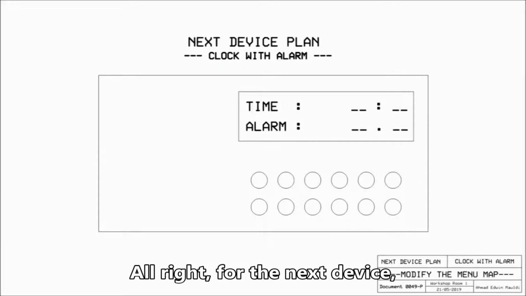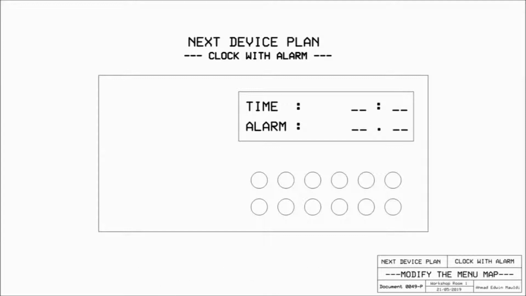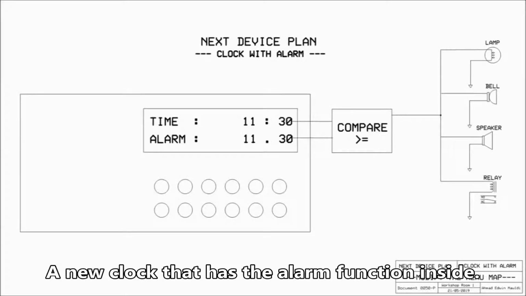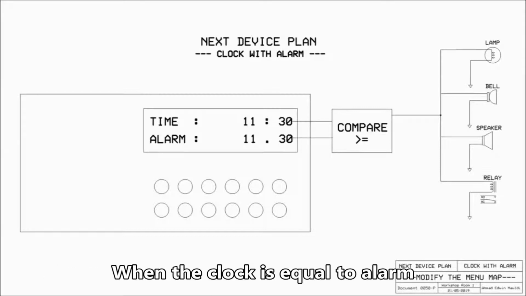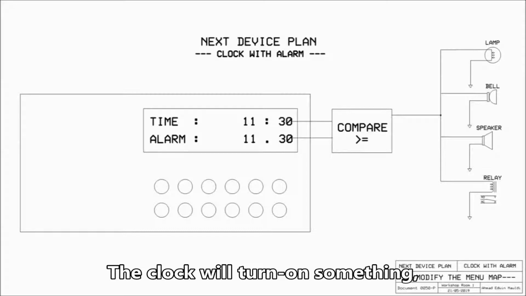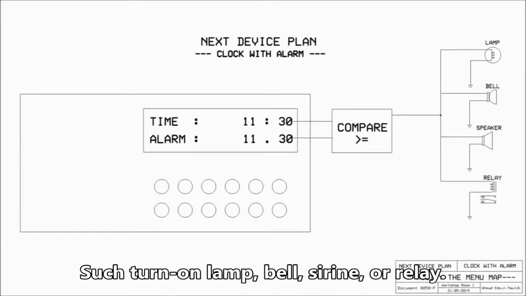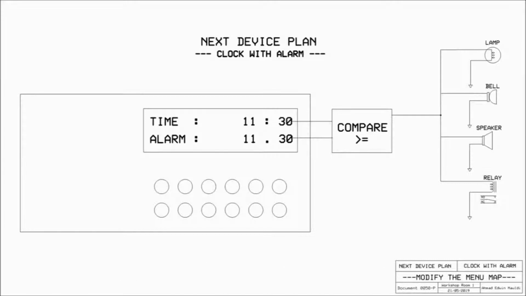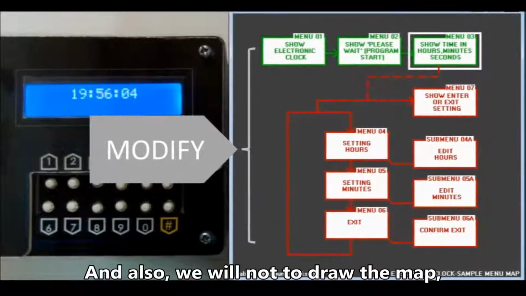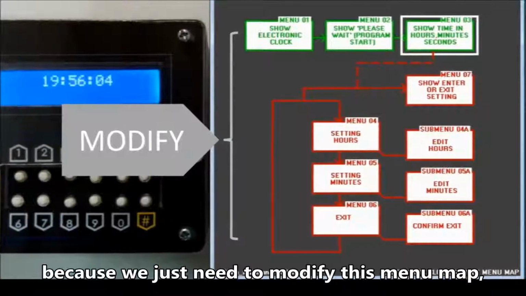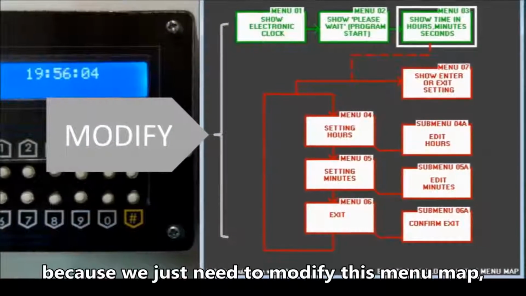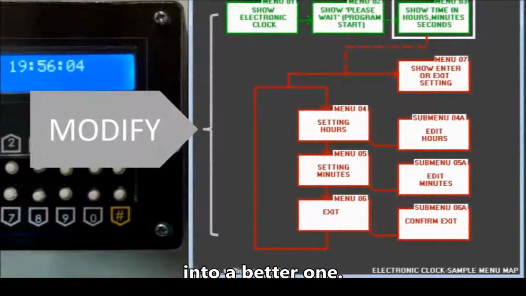Alright, for the next device, we plan to build a new clock, a new clock that has an alarm function inside. When the clock time equals the alarm, the clock will turn on something, such as a lamp, bell, siren or relay. And also, we will not draw the map from the beginning, because we just need to modify this menu map into a better one.